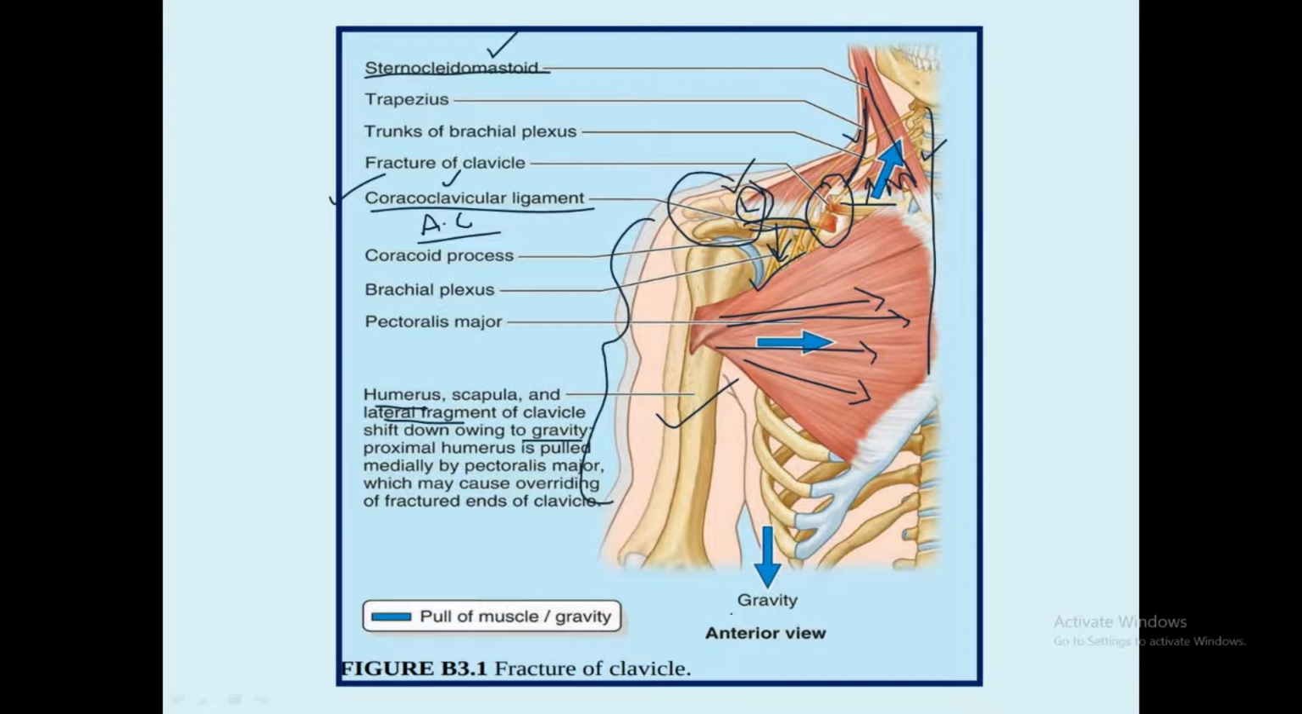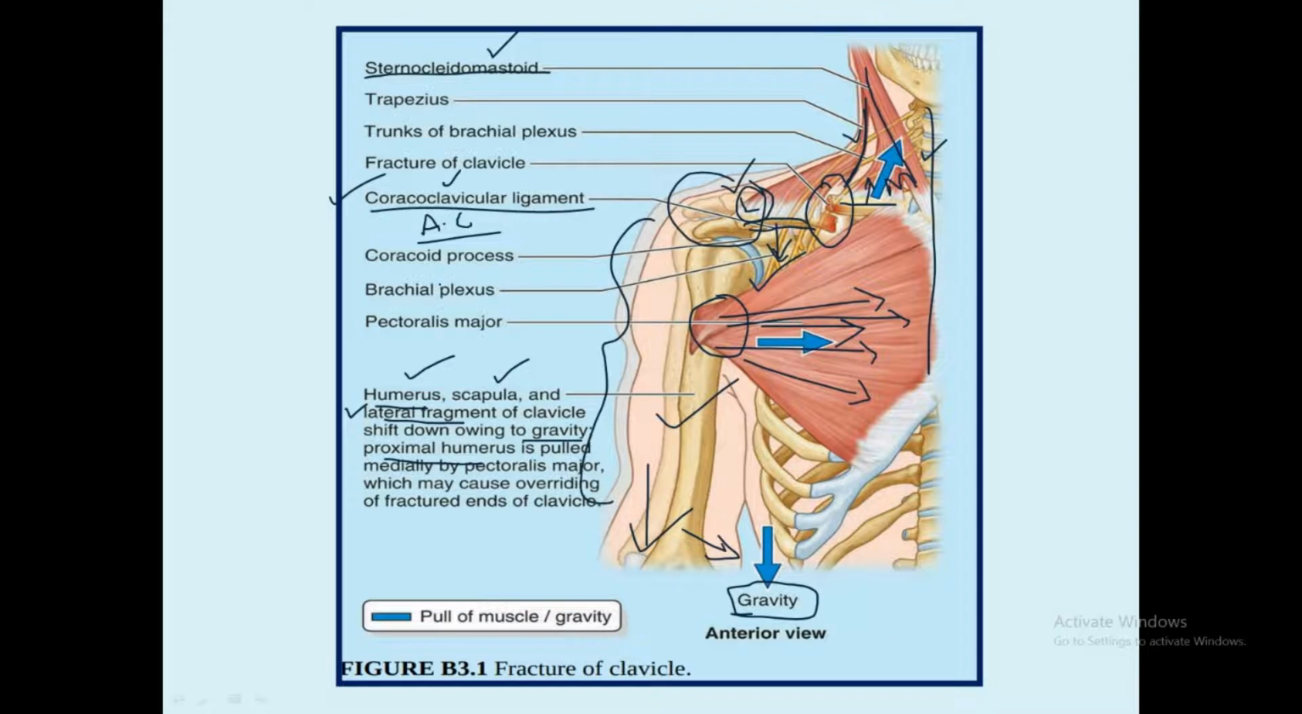Gravity only pulls downwards. So the humerus, scapula, and the lateral fragment of the clavicle will shift downwards owing to gravity. And this is the proximal humerus. It is pulled medially.